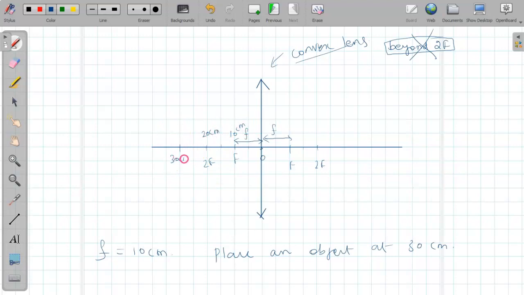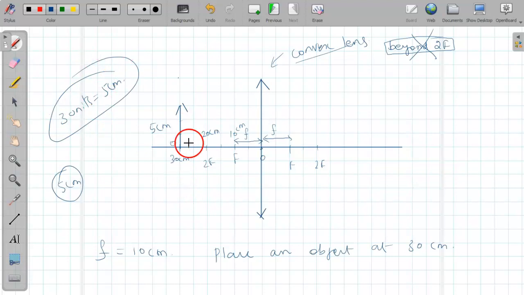So place an object, and the object length also will be given sometimes. The object length is 5 centimeter. Just count 1, 2, 3, 4, 5. Or even you can draw any height and just label it as a 5 centimeter object. Okay. So how many units? 1, 2, 3. 3 units, 5 centimeter. Okay. Now we are going to draw the ray diagram.